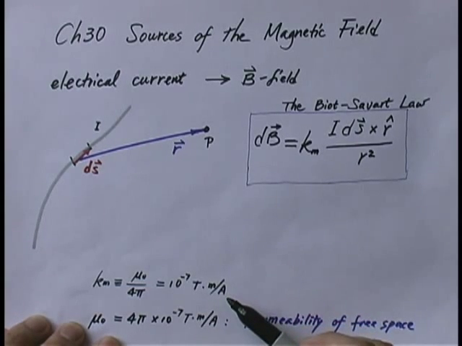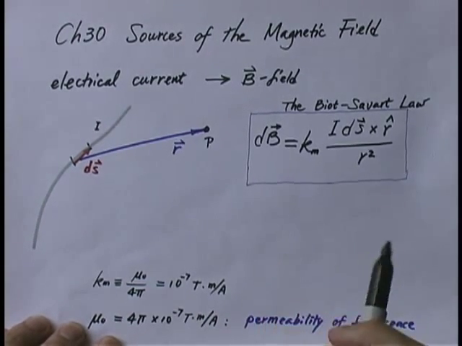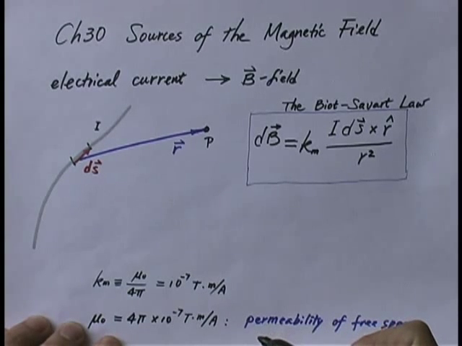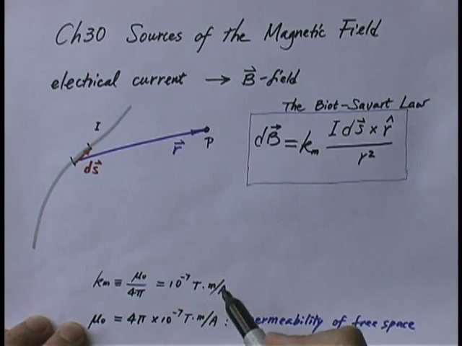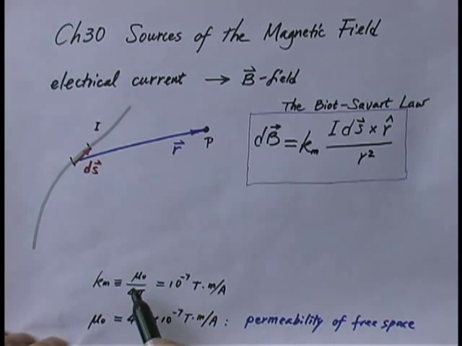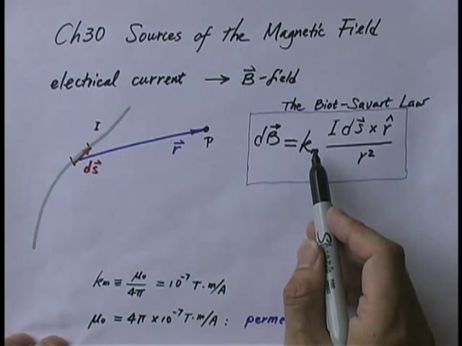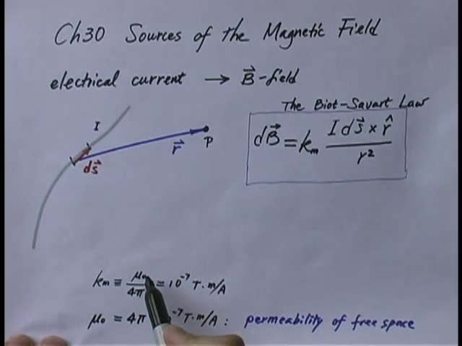Now, why is it exactly equal to 10 to the negative 7, no more, no less? Well, it's because of how we define Tesla. Tesla is a new unit, and the way we define Tesla is based on the choice of this constant k. So we can choose the constant k to be any value we want. We can even choose it to be 1, but that was not the convention people adopted. And just like in Coulomb's law where you have Ke, which is defined as 1 over 4 pi epsilon naught, remember that? Here we also define Km as another constant, mu naught over 4 pi.